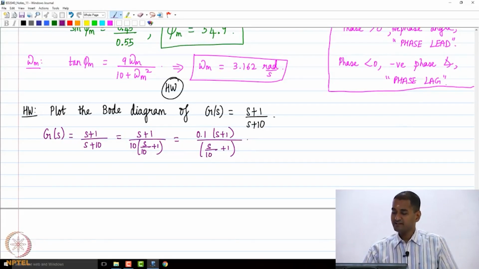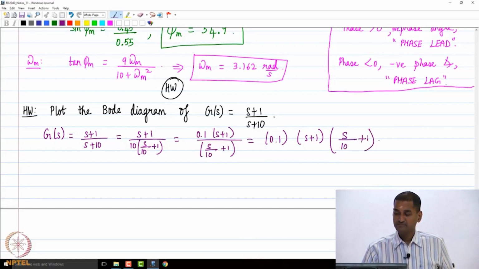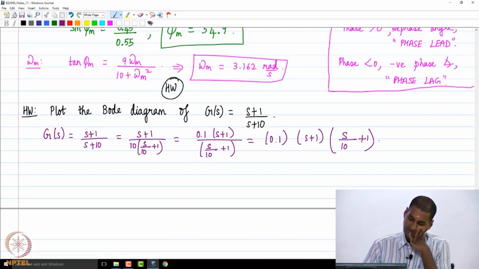Okay. So, it has 3 factors. So, this means that it has a 0.1 scalar, and then you have an s plus 1, and there is an s by 10 plus 1, okay. 3 factors are there. So, you plot the Bode diagram for all the 3 individual factors and then add them, right, the magnitude plot and the phase plot, okay.